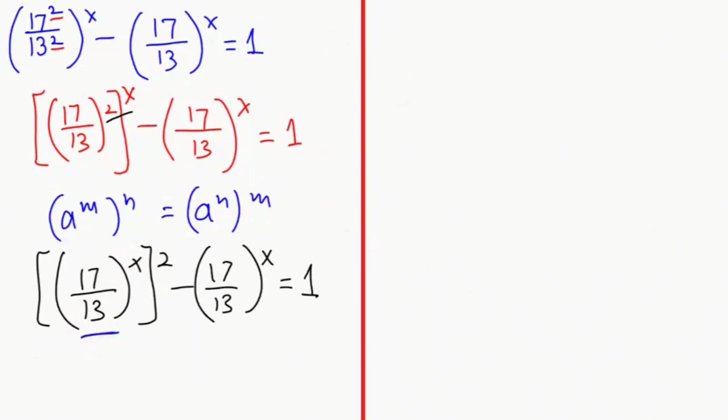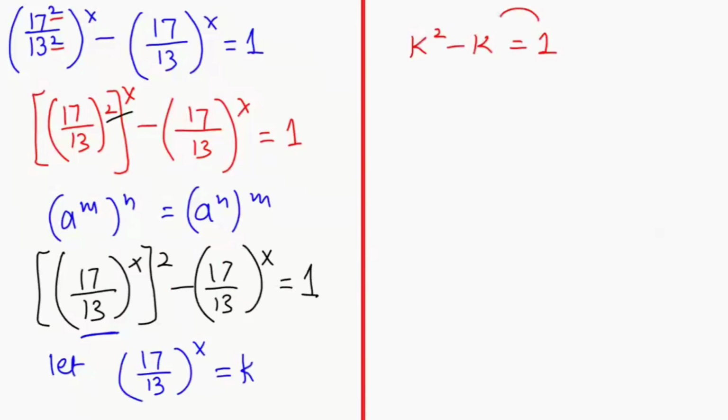Now we have 17 over 13 to the power of x as common. So here I am going to suppose 17 over 13 and whole to the power of x is equal to k. Now I will plug in k in replacement of this. So k to the power of 2 minus k is equal to 1. Now we are going to take this 1 to the left hand side. So this will be k square minus k minus 1 is equal to 0.